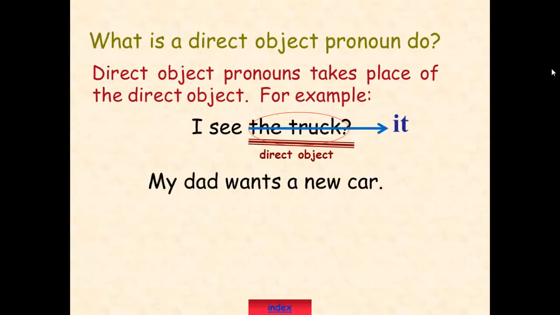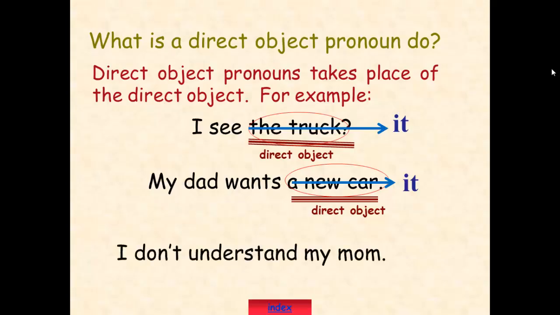So let's see this other sentence. My dad wants a new car, right? What does my dad want? He wants a new car. So that would be my direct object. Now, if I didn't want to keep saying a new car, a new car, a new car, I could say my dad wants it. So it would be my direct object pronoun. It would take the place of a new car.